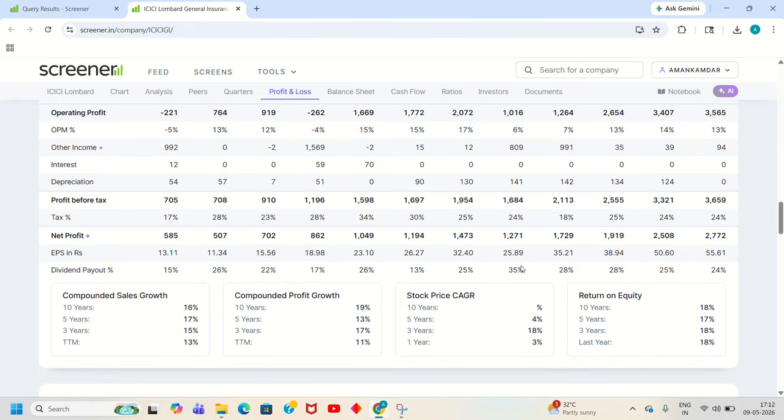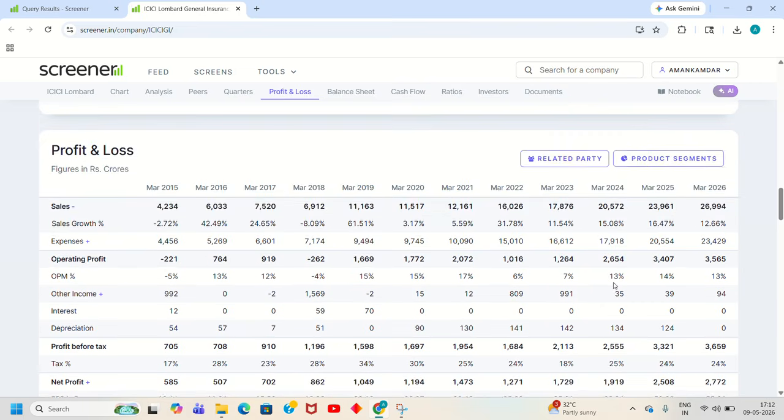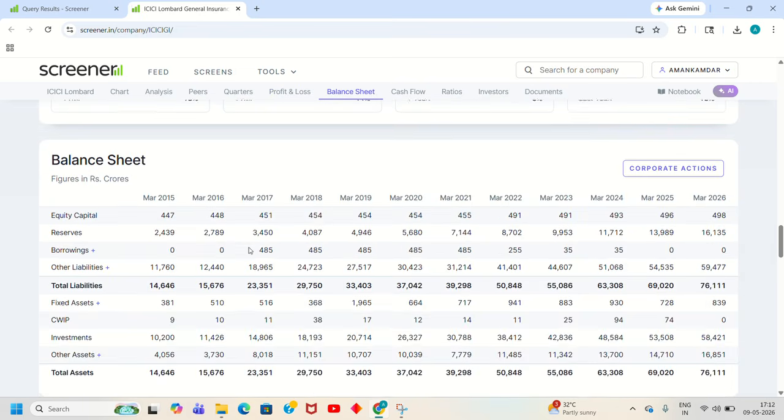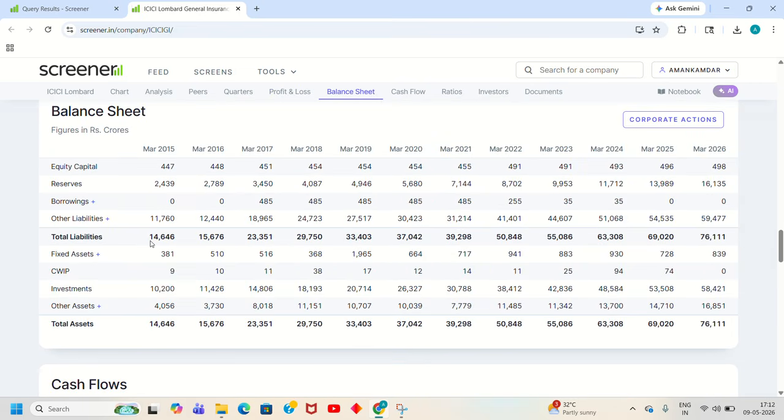Now the EPS, as we can see, as of latest, there is 55.61 EPS, and dividend payout also. The company has paid dividends almost every year. Now we move on to balance sheet. So balance sheet, we are seeing that the equity capital as of latest is 498 crores. The reserves are continuously increasing. Borrowings, as it is a debt free company, as of the last 2 years the company had zero borrowings.